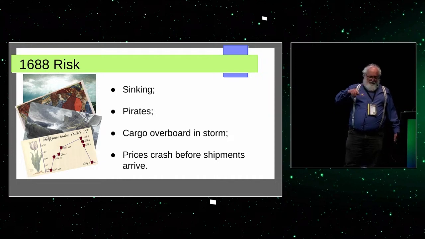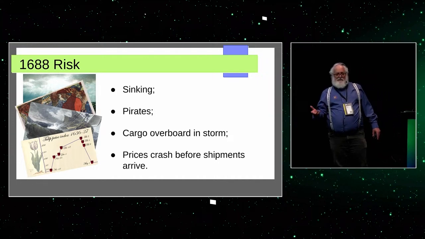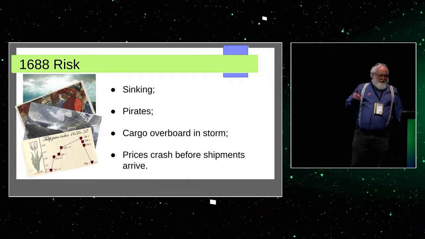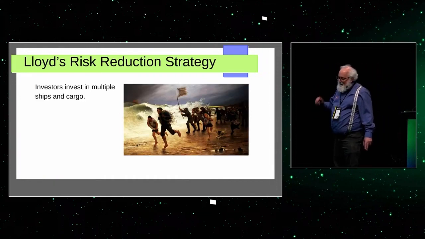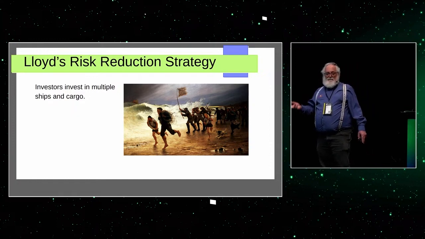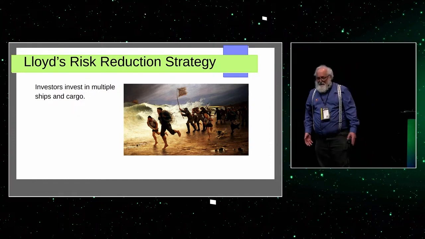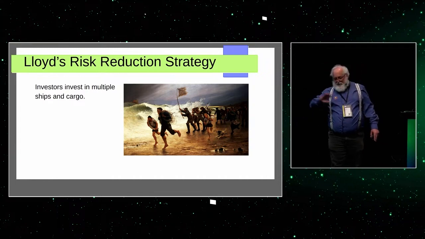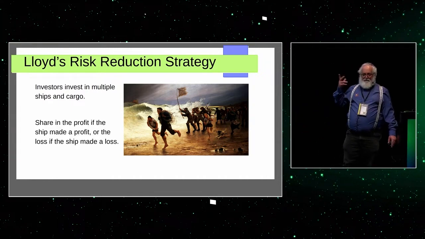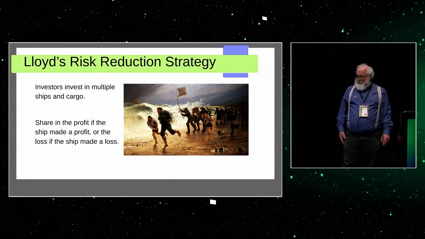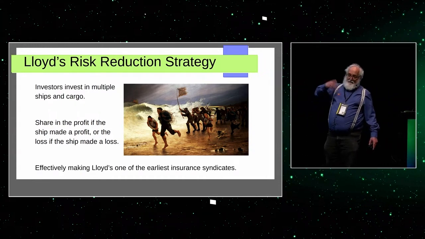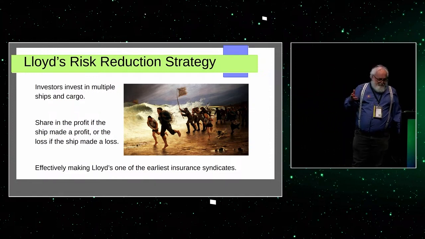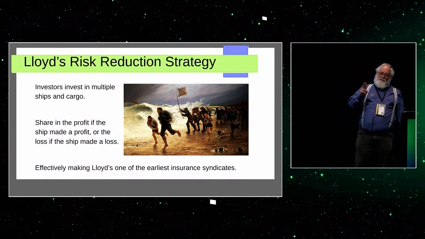So the people at Lloyd's Coffee House would sit around and talk about these issues, and they came up with a risk reduction strategy. Their strategy was to invest in multiple ships and cargo. So rather than putting all of your eggs in one basket, you would split the money across multiple ships and multiple cargo. If there was a profit, you'd share in the profit, and if there was a loss, you'd share in the loss. This effectively made Lloyd's one of the earliest insurance syndicates, and it evolved into the Lloyd's of London that we know today.